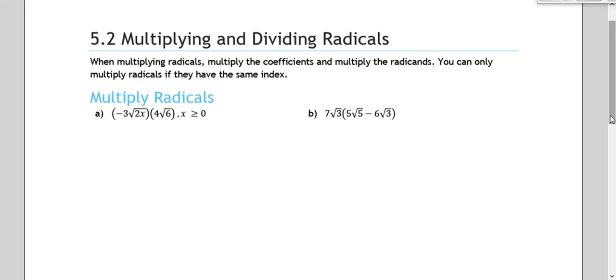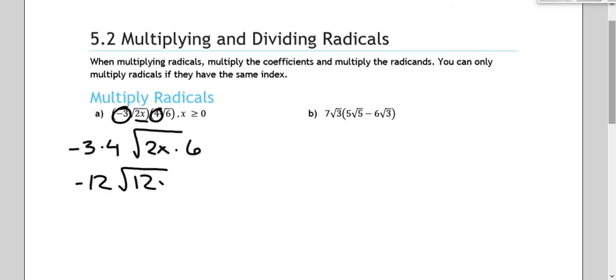If we look at this, we are going to multiply -3 by 4, so that'll be -3 multiplied by 4, and then we have the square root sign, and we're going to go 2x multiplied by 6, and then we get -12 root 12x. But this is not a full answer because we can still break this down. Remember, this breaks down to the square root of 4 times the square root of 3x. The 2 comes to the outside, changing it to -24 root 3x.